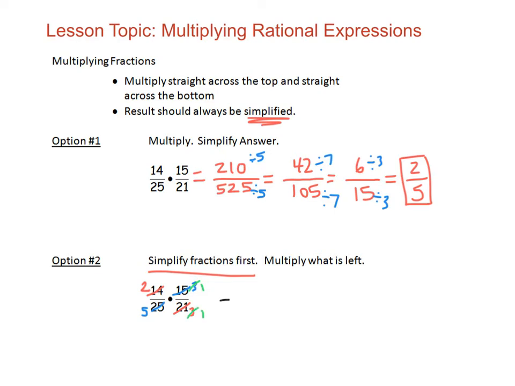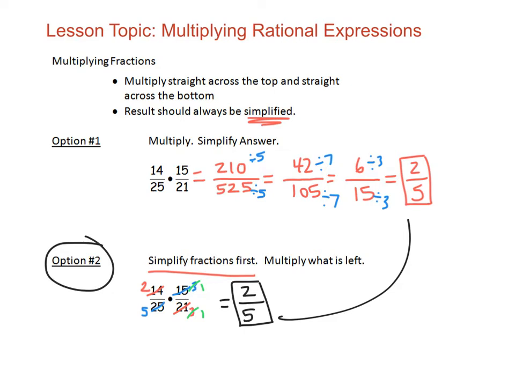Finally, we arrive at our final answer here. 2 times 1 in the numerator is 2, and 5 times 1 in the denominator is 5, and we get 2/5. Again, same answer. I would personally suggest that you use option 2 because it is a quicker method for multiplying fractions. Now let's see how this works with our rational expressions we've been working on in class.